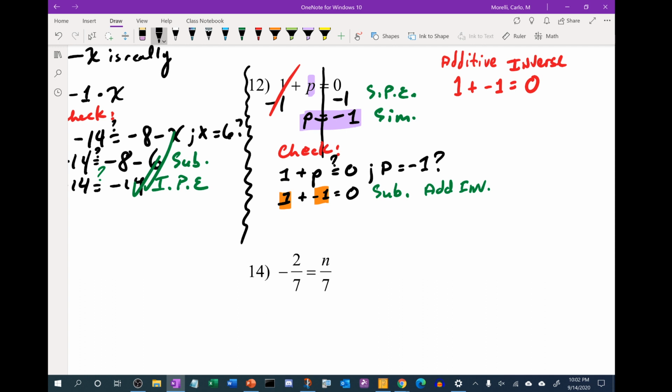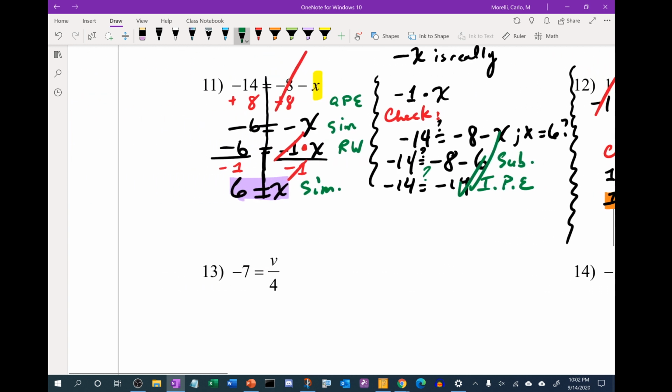So we write 0 equals 0. Is that true? Yes, it's true by the identity property of equality. Check, check. All right, moving on.